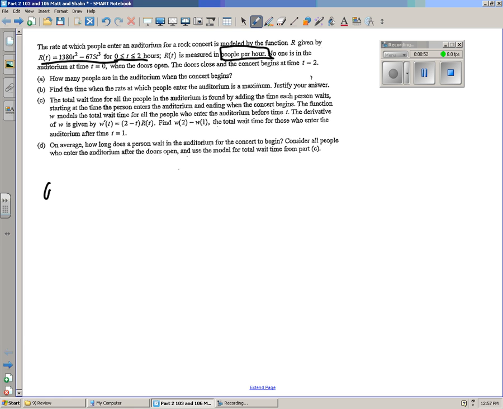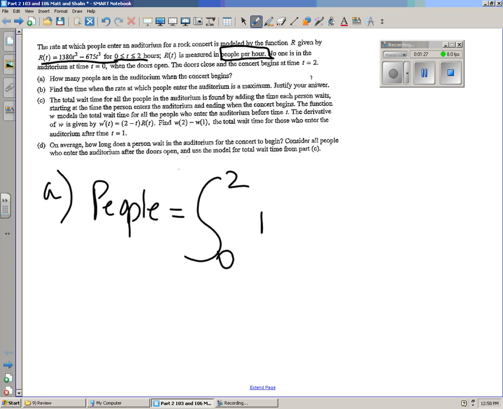So the first question asks us how many people are in the auditorium when the concert begins. For that, we want to look at the rate, which tells us people per hour, and we want to get people. So we're going to have to integrate as we've been doing. We're going to take the integral from 0 to 2, because we want to know when the concert begins, and the concert begins at time equals 2. So from 0 to 2, that's when people are entering the auditorium. So you want to take the definite integral from 0 to 2 of r of t dt.